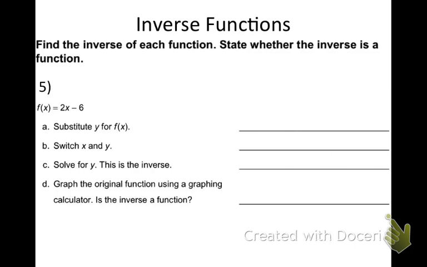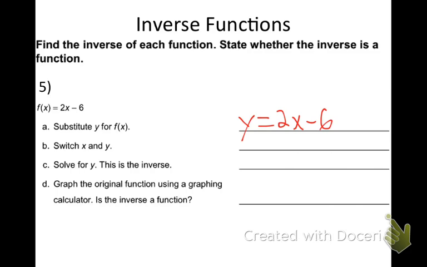Let's look at number 5 here. Find the inverse of each function. State whether the inverse is a function. F of x equals 2x minus 6. A says to substitute y for f of x. Why do we do that? Because f of x is fancy for y. So I get y equals 2x minus 6.